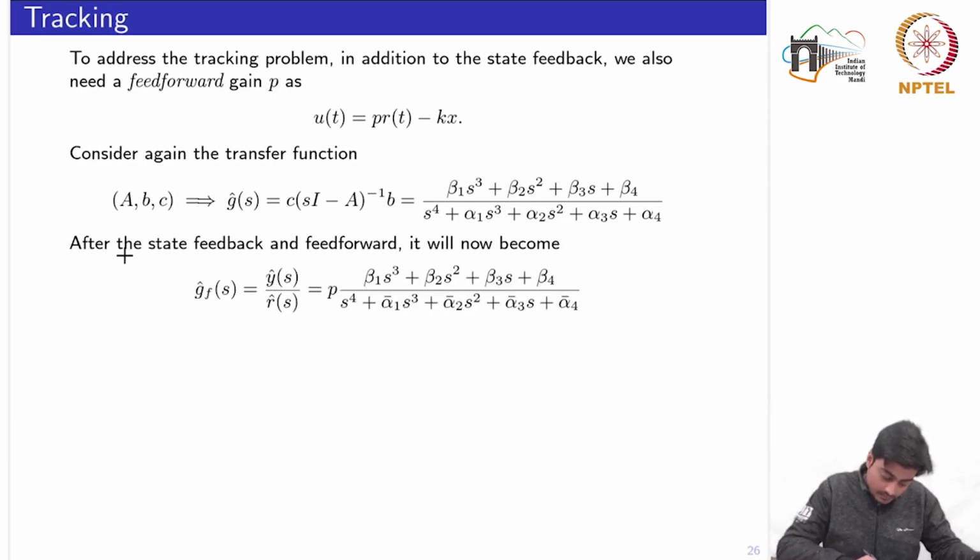Now after applying this state feedback and the feed-forward, the overall transfer function of the closed loop system would become Y hat over R hat. Okay, so the denominator would contain all the desired eigenvalues, written in terms of a characteristic polynomial with coefficients alpha i bars, and the numerator won't change, as we had seen earlier. Now in addition to this, we have an additional parameter P associated with the overall transfer function.